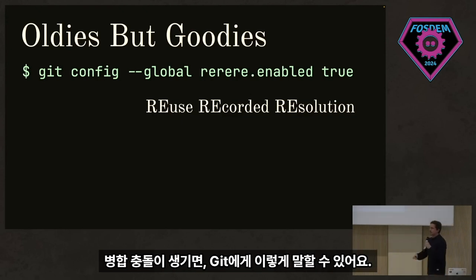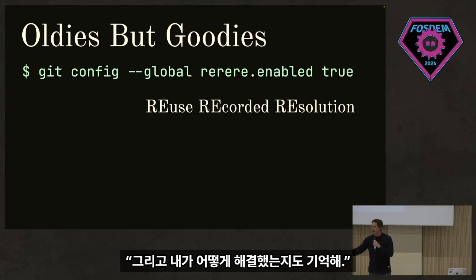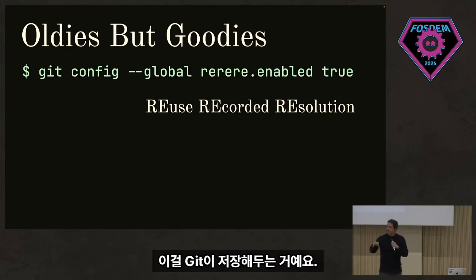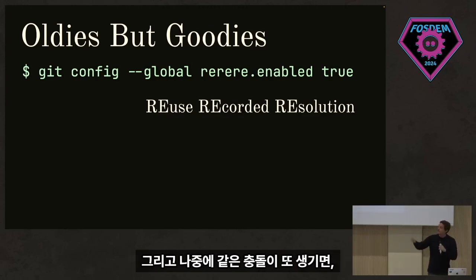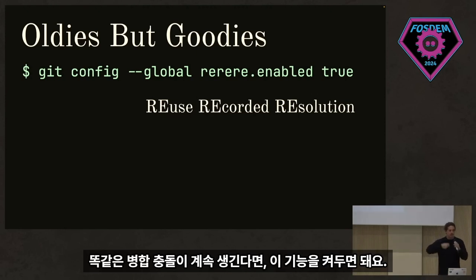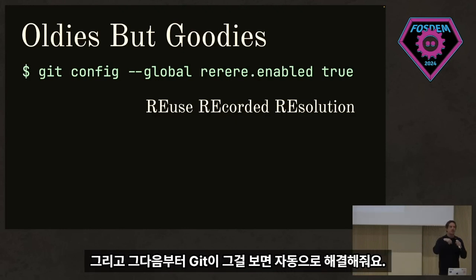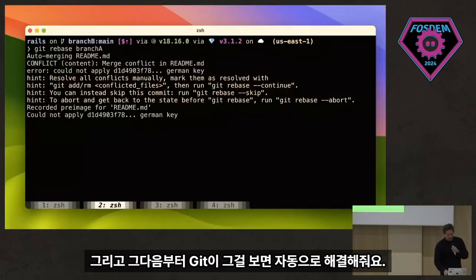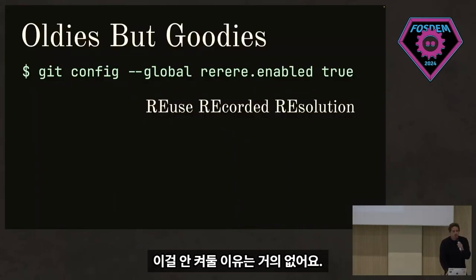If you have a merge conflict, you can tell Git, remember this merge conflict and remember how I fixed it, and keep that in memory. It actually keeps it on disk as a hash, but if I see it again, it can automatically fix it for me, right? So if you're rebasing stuff and you're hitting the same merge conflicts over and over again, you can turn this on and you'll only have to fix it one time, and every time after that that Git sees it, it will automatically fix it for you. And so the way you do that is by setting rerere.enabled. I would just turn this on. There's almost no reason not to do this.